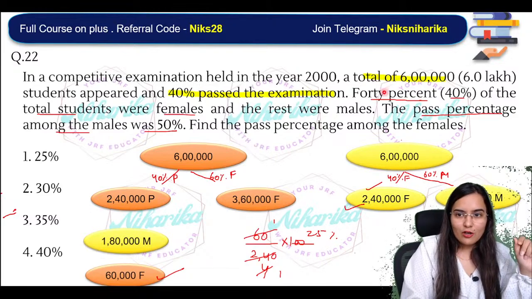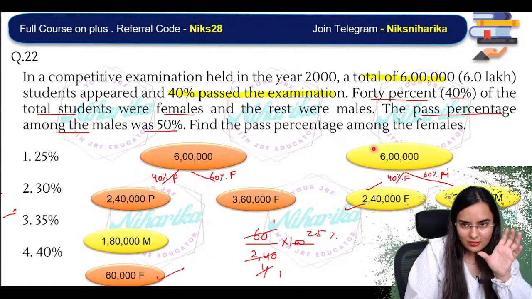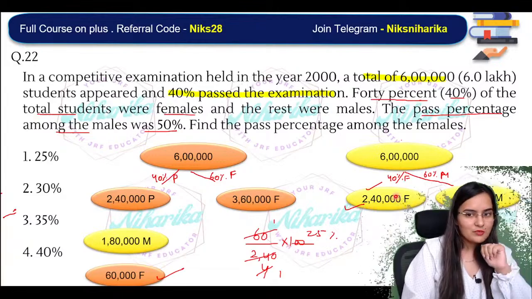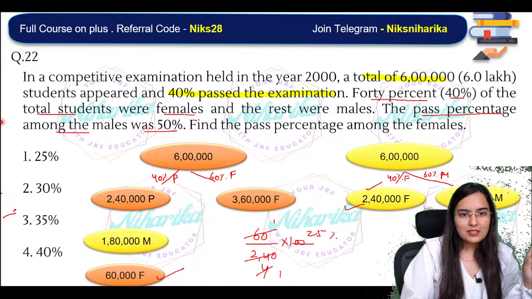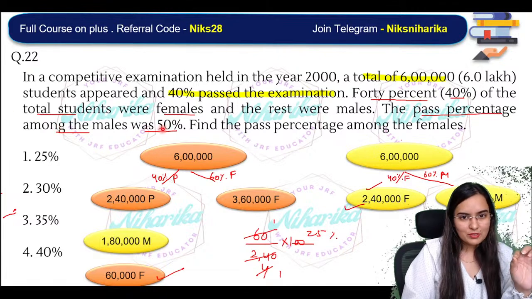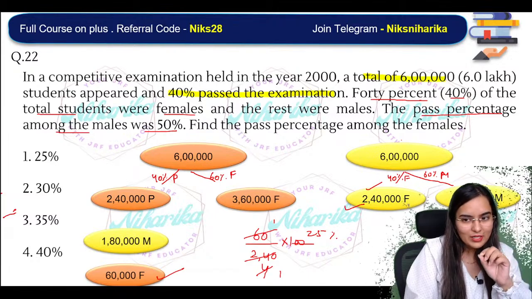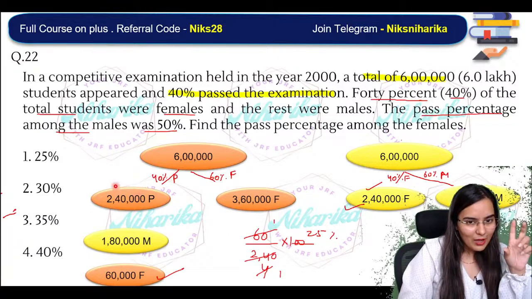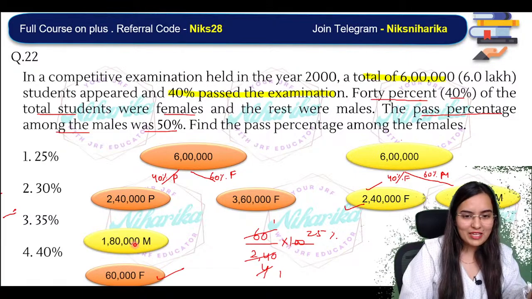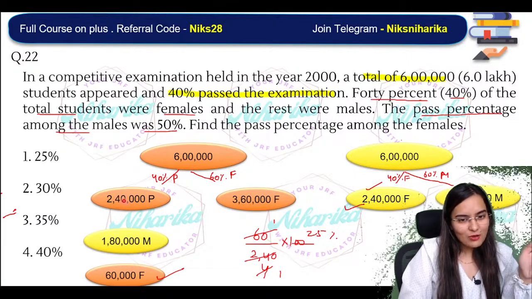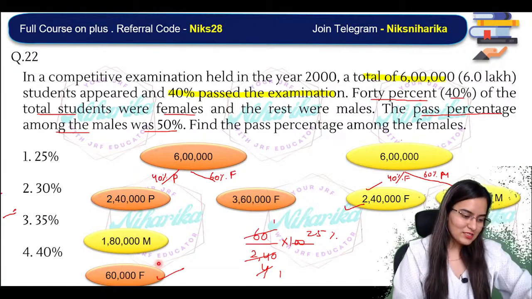Now, 40% of the total students were female. Here I created 40% of the 6 lakh as female, so 60% were male. Then I said that the pass percentage among males was 50%. So 50% of the males, that is 1,80,000. Out of the total passed, 1,80,000 were male. So out of the remaining 2,40,000, if 1,80,000 are male, then how many are female? That is 60,000.